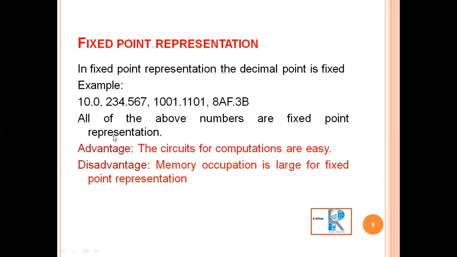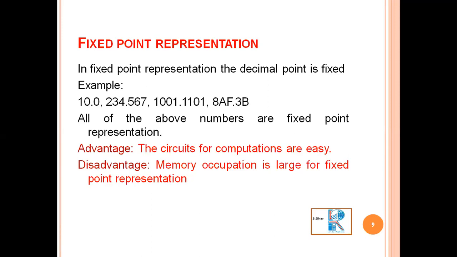Suppose this thing, 10.0. Suppose one digit takes 1 bit. So, what is the total number of bits required for this? It is 3 bits. Clear? Similarly, suppose 2, 3, 4, 5, 6, 7. There are 6 digits here. So to represent the 6 digits, we require a 6 bit number. If one digit occupies 1 bit, which is not actually possible, but we are just assuming it here.